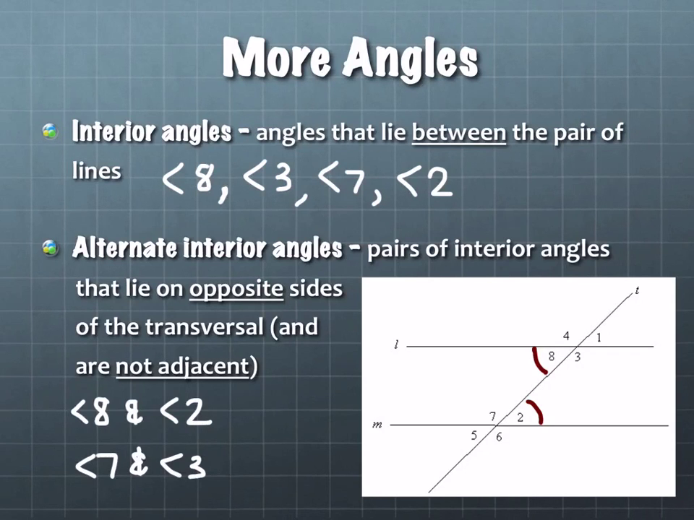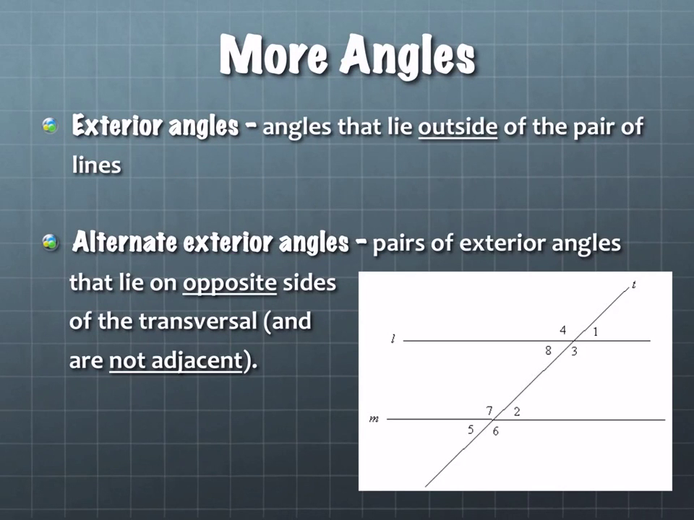Okay, a couple more. The next one we're going to talk about are called exterior angles. Exterior angles are angles that lie outside the pair of lines. So what are your exterior angles in this diagram? I think 1, 4, 5, and 6 were the ones that were mentioned. Okay? They're not between the two lines. They're either above both lines or below both lines. And those are the 4 that we have in this diagram.